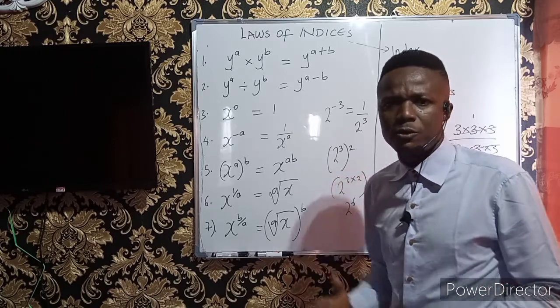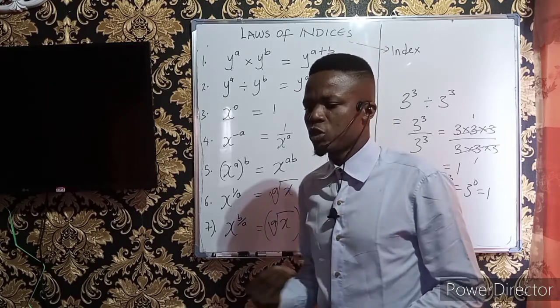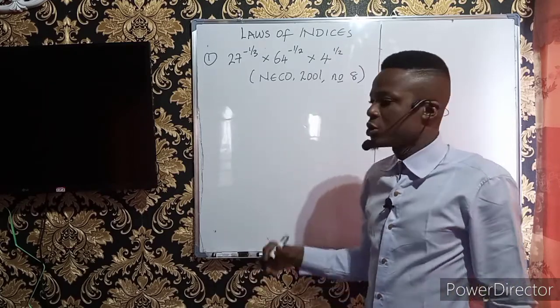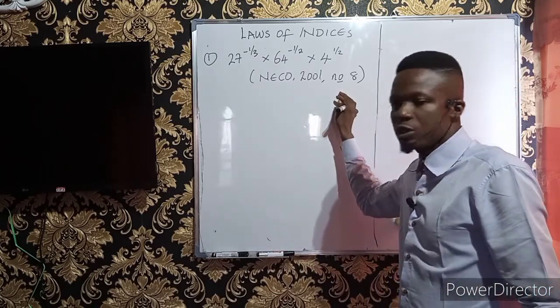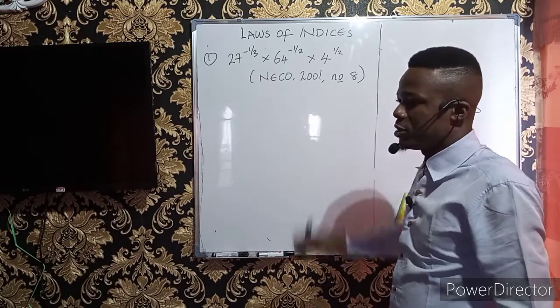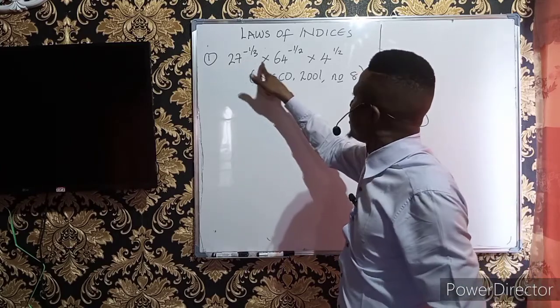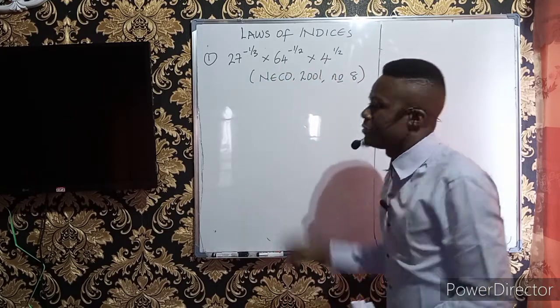So let us take some problems coming from NECO and NABTEB examinations to help us concretize our learning of indices. Okay, so the first question we have to solve today is coming from NECO 2011, number 8. We have 27 to the power of negative 1 over 3 times 64 to the power of negative 1 over 2 times 4 power of half.